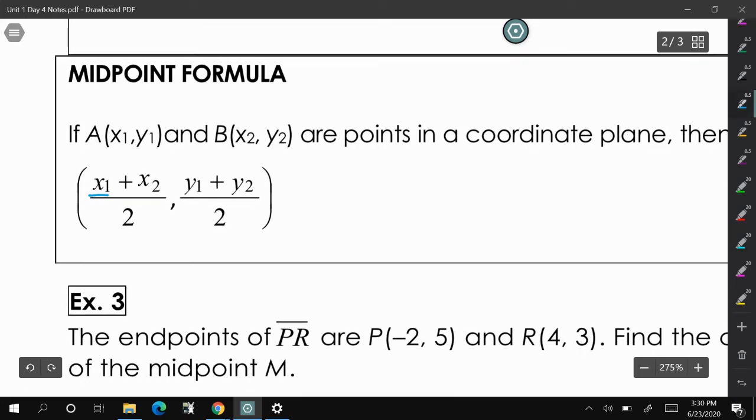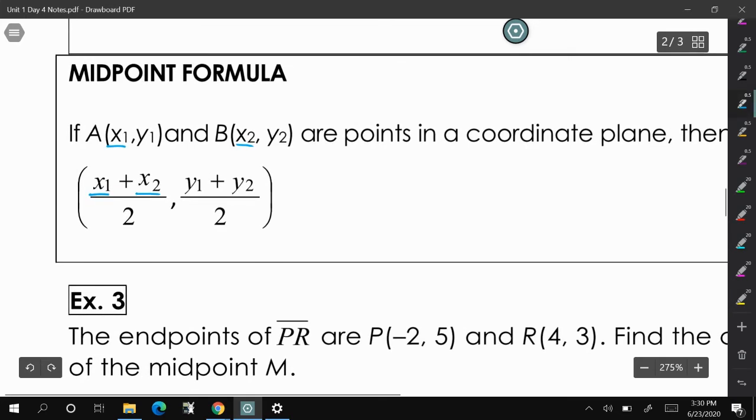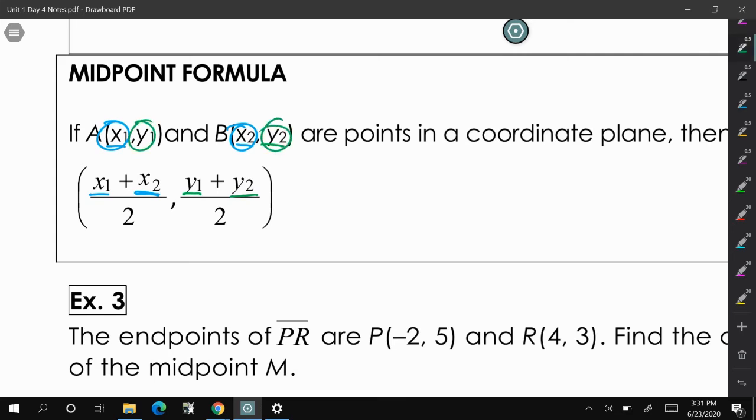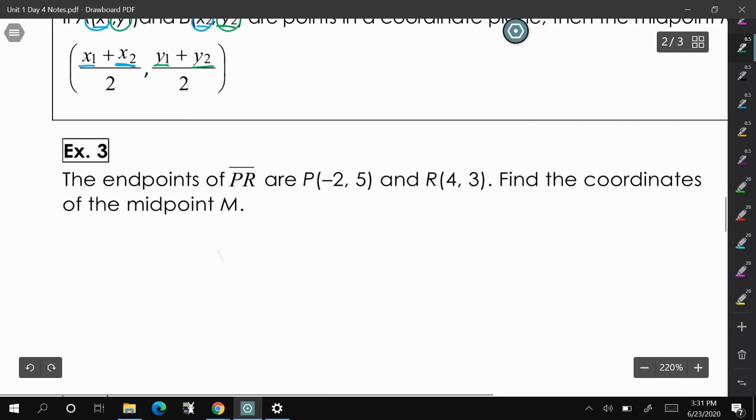And what you do is you're going to take the two x coordinates, add them up, and divide by 2, and take the two y coordinates, add them up and divide by 2. You could think of it as the average. We have 2 x coordinates when we're dividing by 2. We have 2 y coordinates and we're dividing by 2. Remember, the x values always come first in an ordered pair, and the y values always come second. Now let's use this to help us solve this problem.